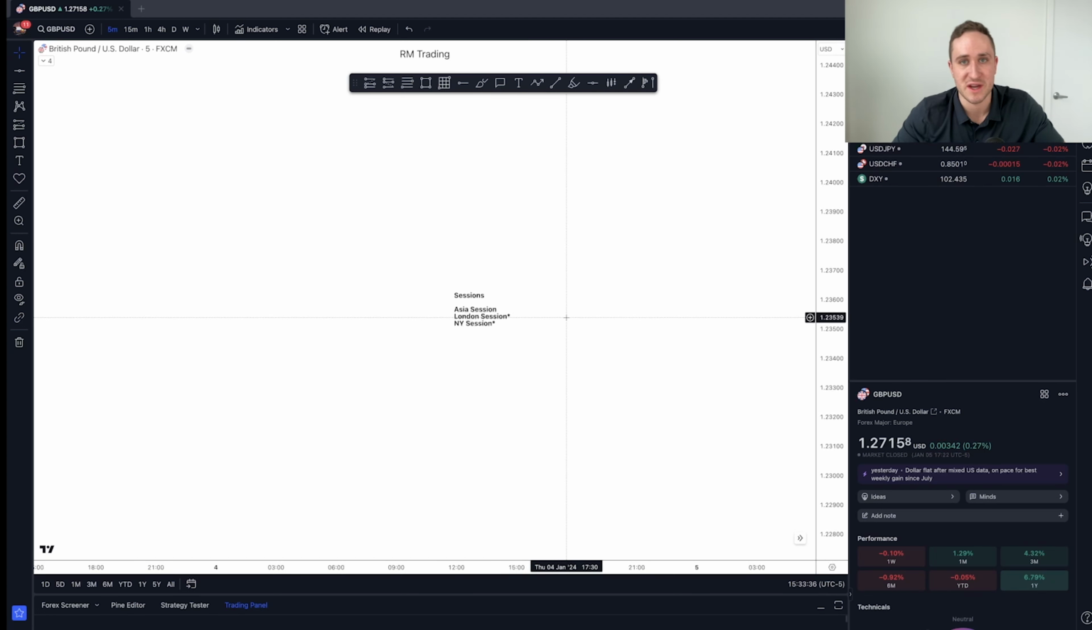Yes, the market moves in Asia, but it's not as volatile because there isn't as much liquidity involved. The sweet spot for New York and London is when there is the overlap. So London session merges into New York session for about 3 hours. That is the best session time.